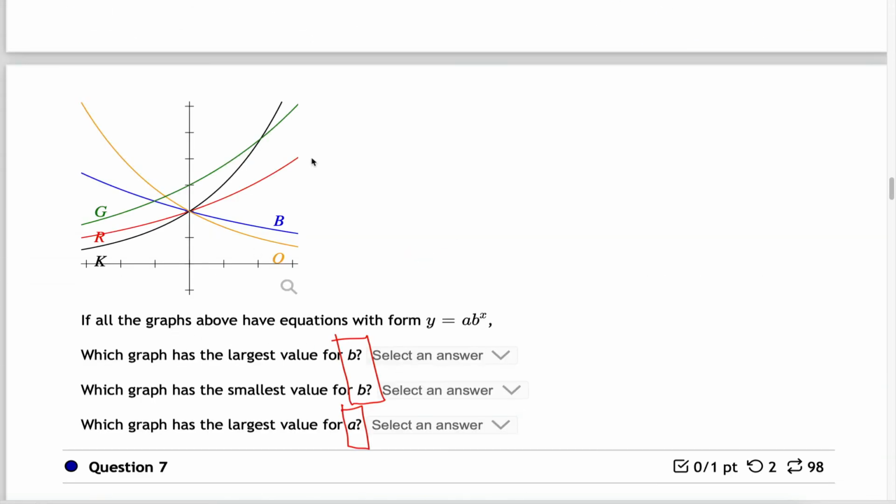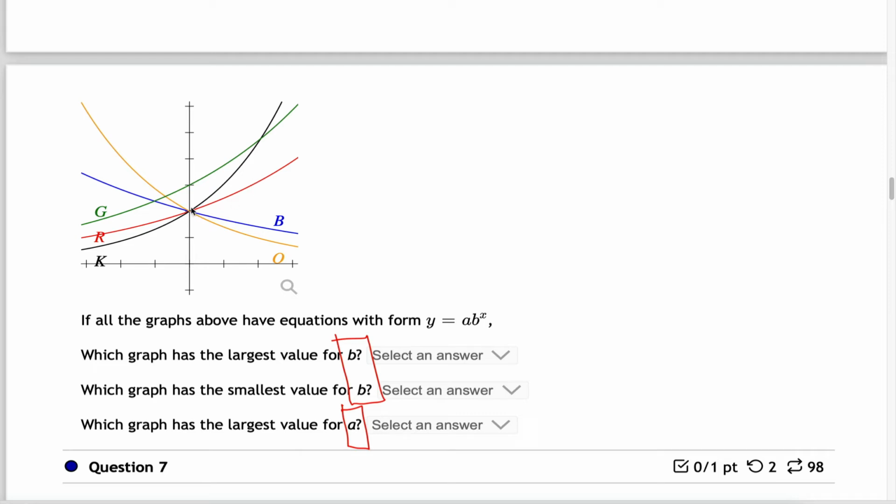So if I look at these graphs, there's 3 of them, green, black, and red, that go away from the x-axis when I go to the right. So when I'm looking for the largest value of B, it's got to be one of these 3 right here. But how can I compare their values?